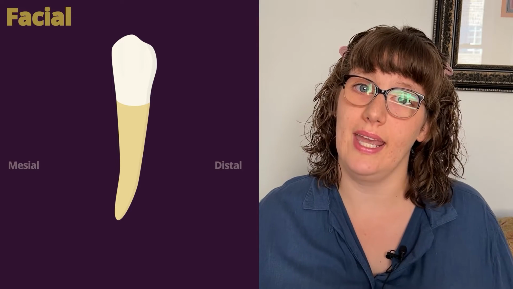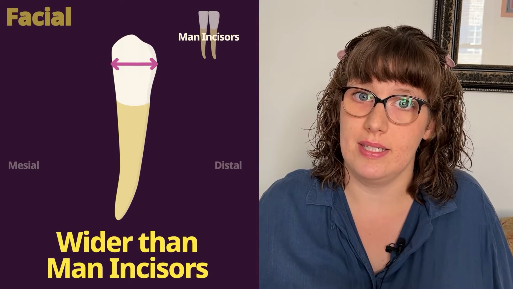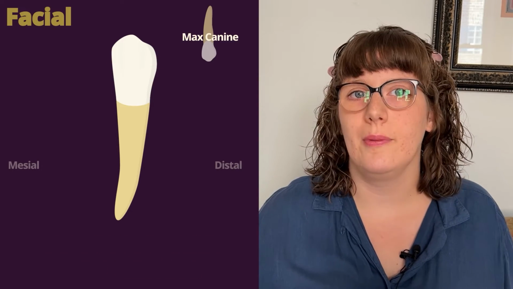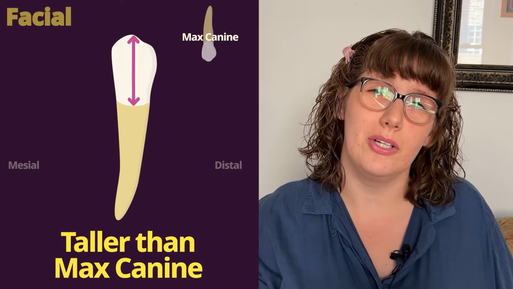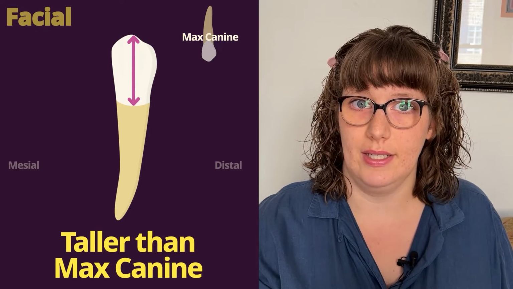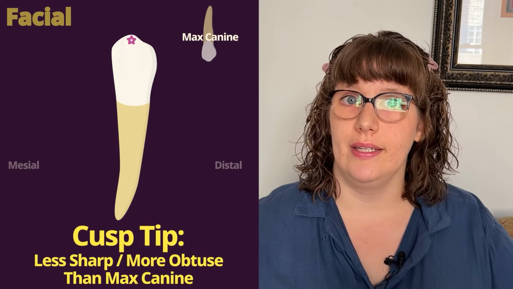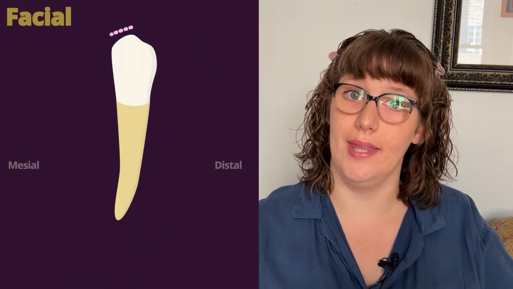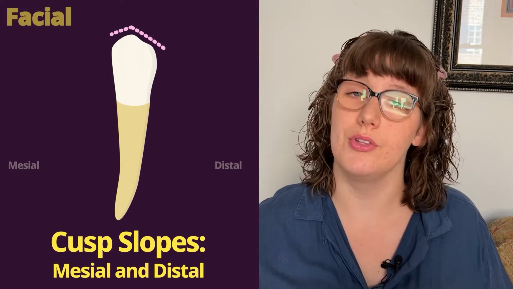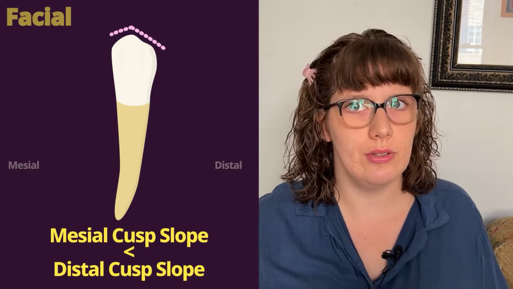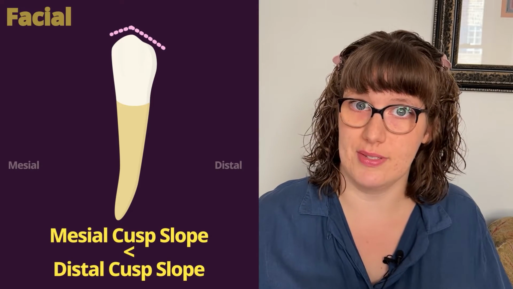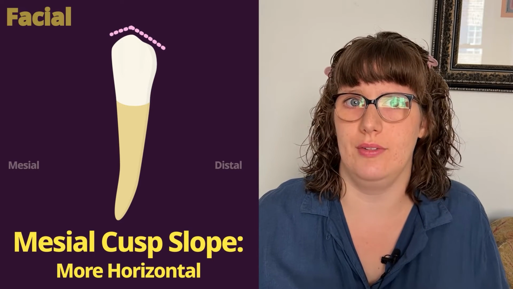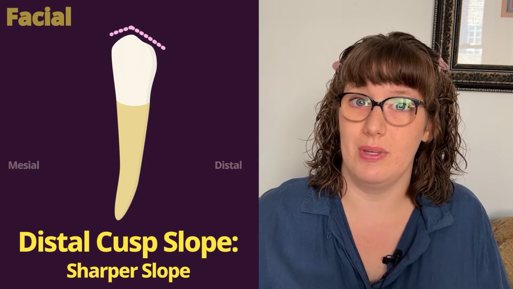The crown of the mandibular canine is wider than the mandibular incisors, but narrower than the maxillary canine. The crown of the mandibular canine is also taller or equal to the maxillary canine. The cusp tip of the mandibular canine is less sharp and more obtuse than the maxillary canine. To either side are cusp slopes, also called cusp ridges. The mesial cusp slope is shorter than the distal cusp slope, and the mesial cusp slope is nearing horizontal, while the distal cusp slope is quite sharp.